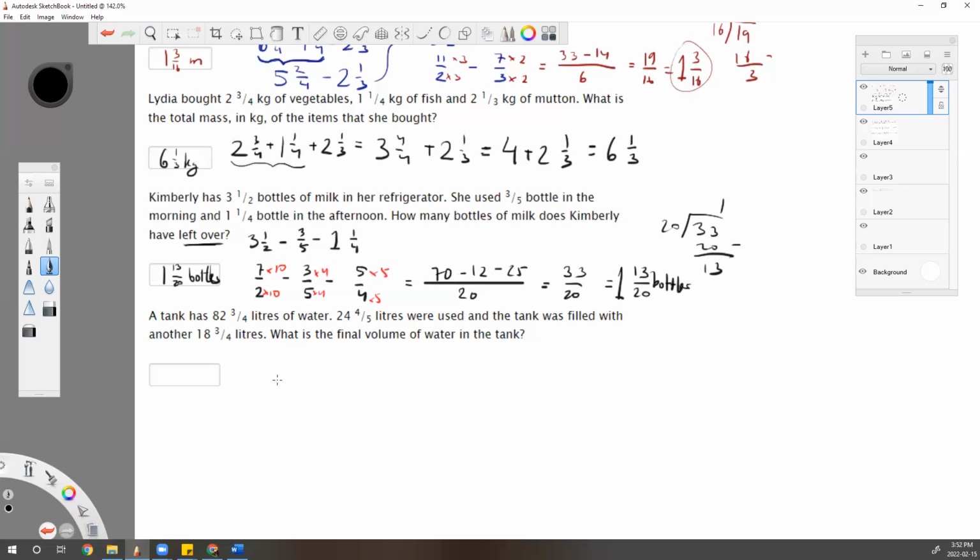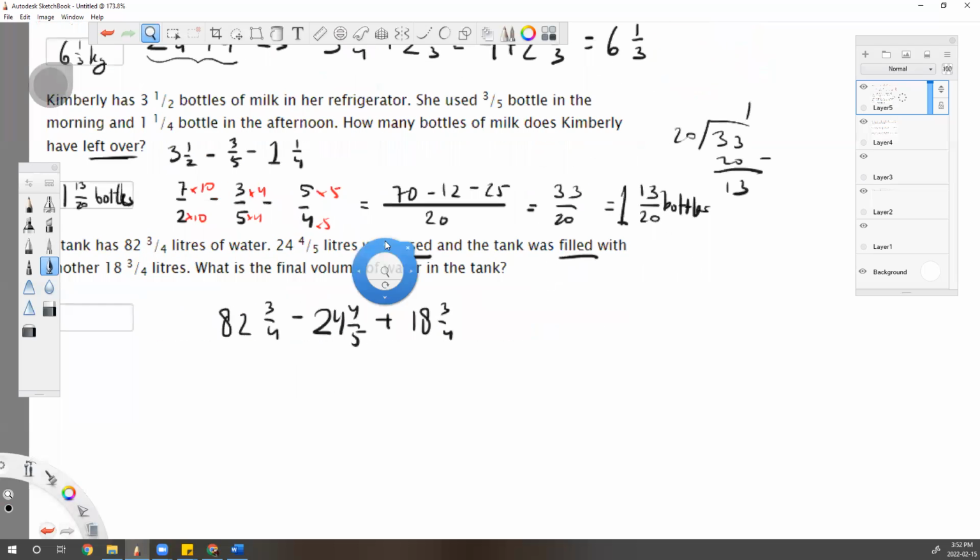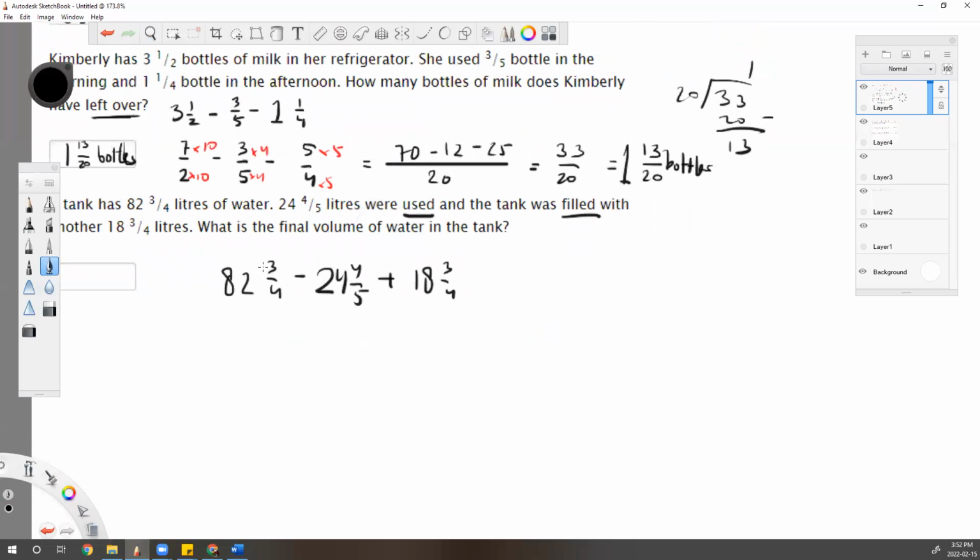Okay. A tank used and filled. So 82, 3 over 4, subtract 24, 4 over 5, and was filled, another filled, so plus, right? Look at each of the units, each of the wordings, okay? And this number is so big, so you might think this way. Can 3 over 4 subtract by 4 over 5? Let's try, because I don't want to focus on 82 and 24. Okay, so 3 over 4 subtract 4 over 5.